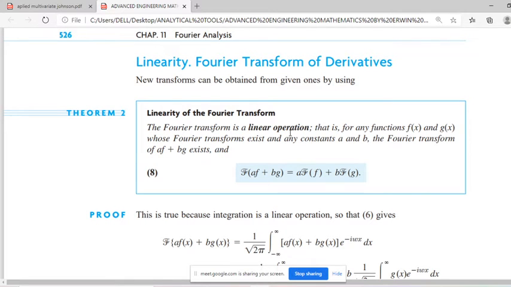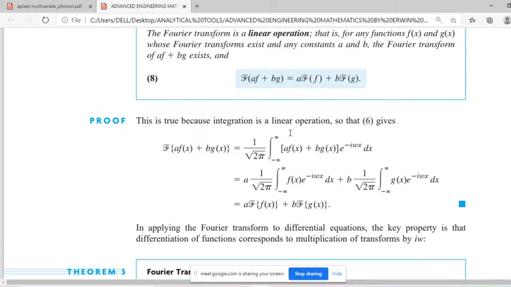Linearity of Fourier transform. The Fourier transform is a linear operation. That is, for any functions f of x and g of x whose Fourier transform exists, and any constants a and b, the Fourier transform of af plus bg exists, and it is F of af plus bg is equal to a into F of f plus b into F of g. It's very simple to understand. Just substitute. I think we have discussed it already.